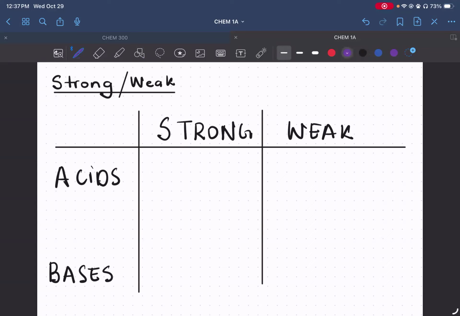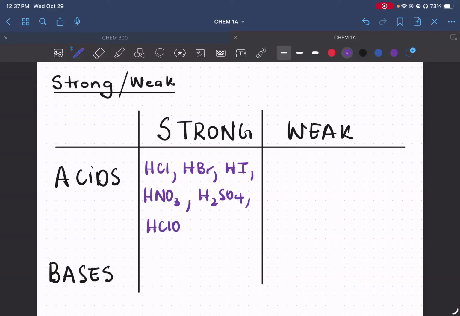Examples of strong acids include HCl, HBr, HI, HNO3, H2SO4, and HClO4. Some examples of weak acids include CH3COOH, H2CO3, and H3PO4.